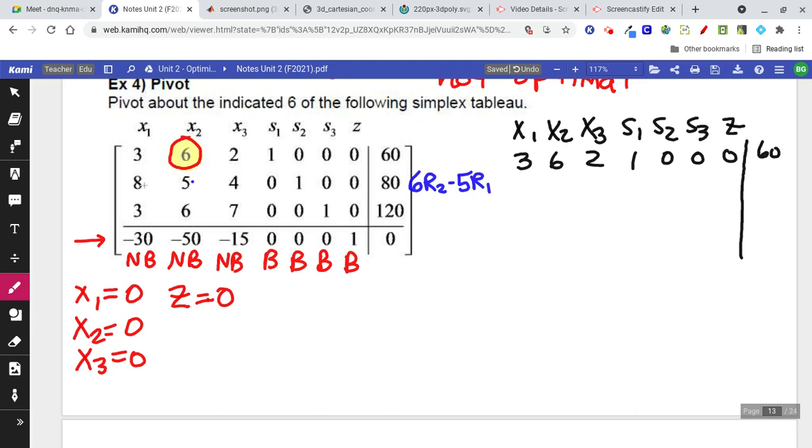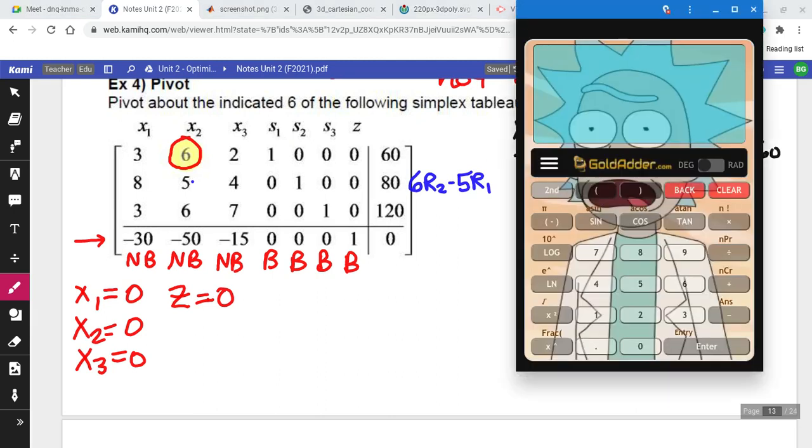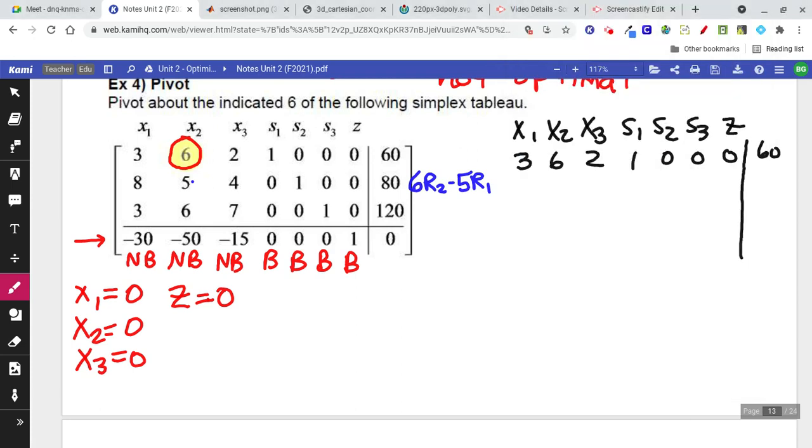So we start with the 8. We want to do 6 of the 8s minus 5 of the 3s. That's 6 row 2 values minus 5 row 1. That gives me 33 for my first number right here. Okay, keep going. 6 of these is 30 minus 5 of these is 30. 30 minus 30 is 0. That's exactly what we wanted.